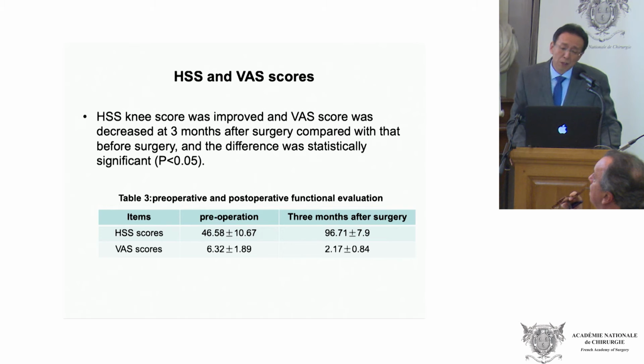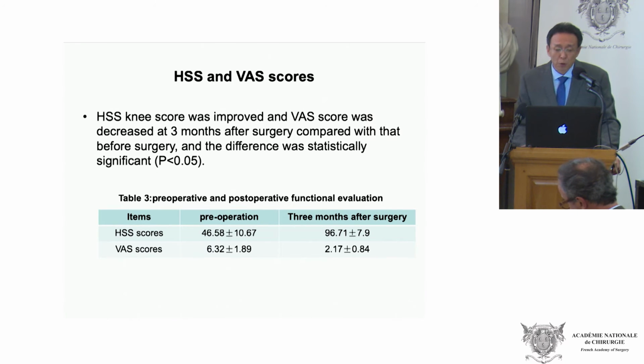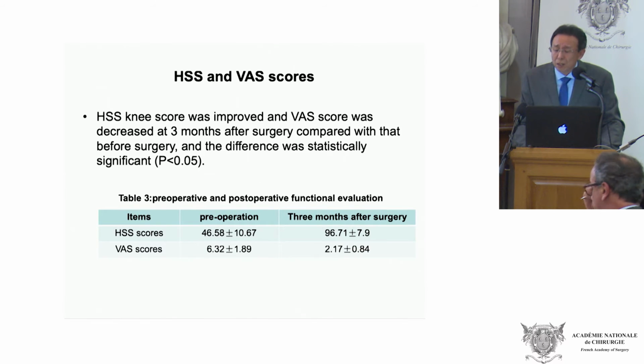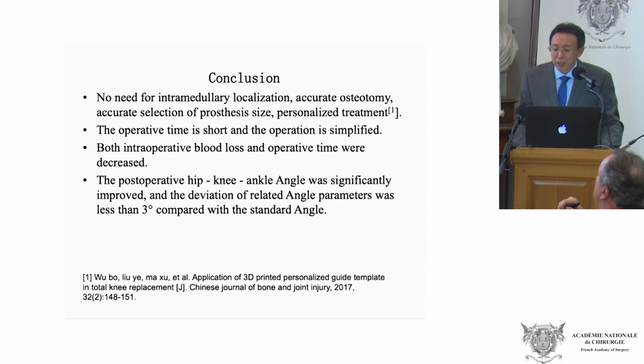HSS and VAS score. The HSS knee score was improved and the VAS score was decreased 3 months after surgery compared with before surgery, and the difference was statistically significant, p less than 0.05. Postoperative functional evaluation: HSS score pre-operation 46.58 ± 10.67, 3 months after surgery 96.71 ± 7.9. VAS score 6.32 ± 1.89, 3 months after surgery 2.17 ± 0.84.